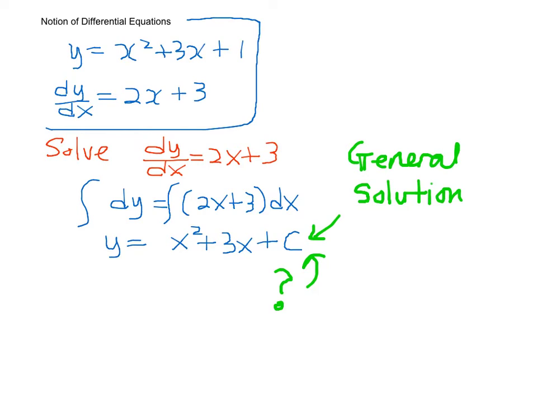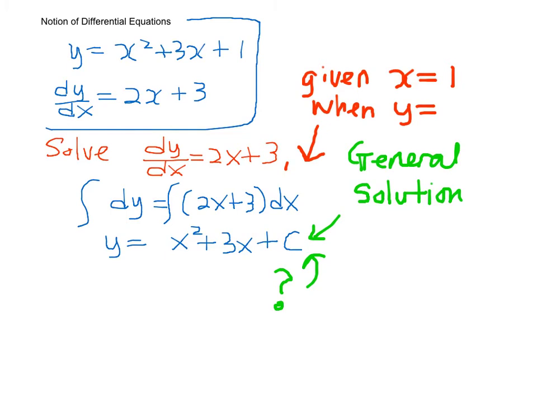Now, what if we change the question a little bit here, and we add something new to the end of the problem? I'm going to add something here. This is the same problem, solve this, but with this extra sentence: given that x is equal to 1 when y is equal to 5. Now this changes the game a lot.